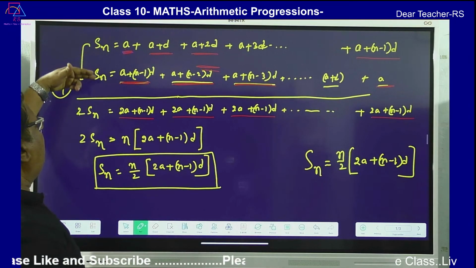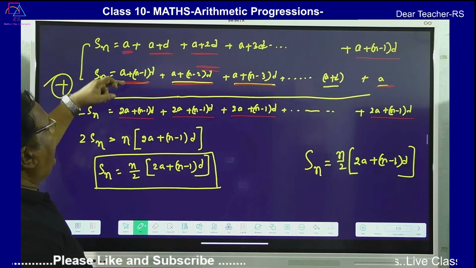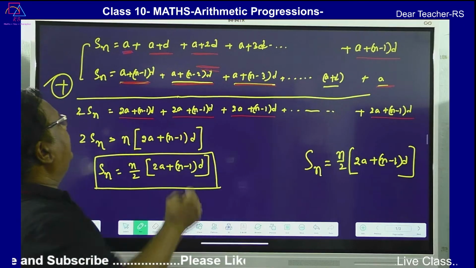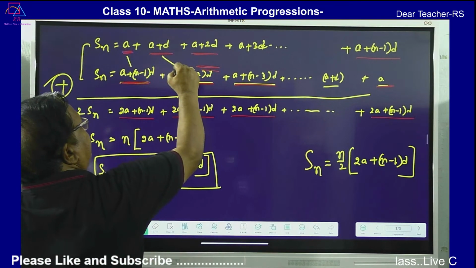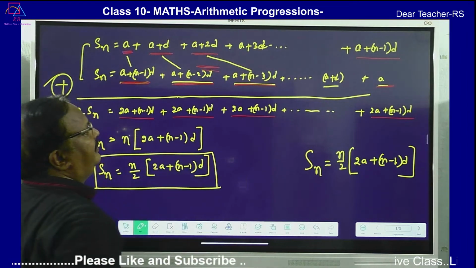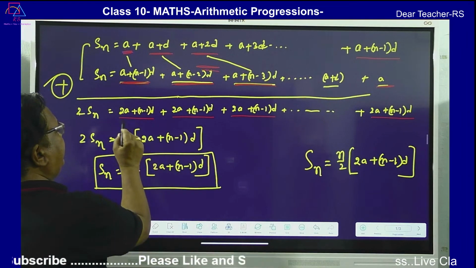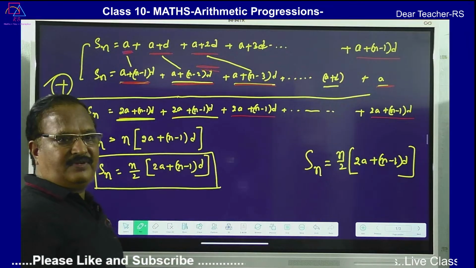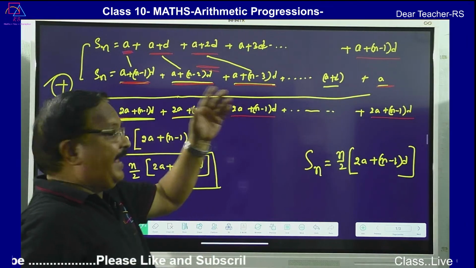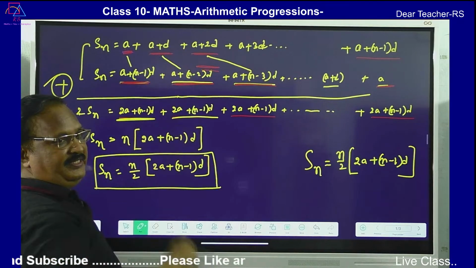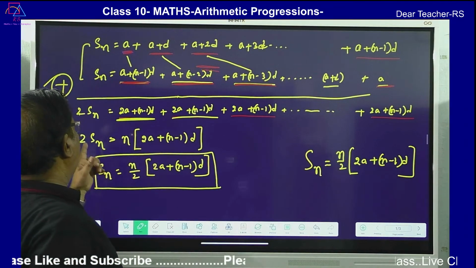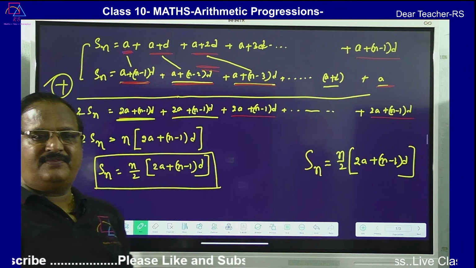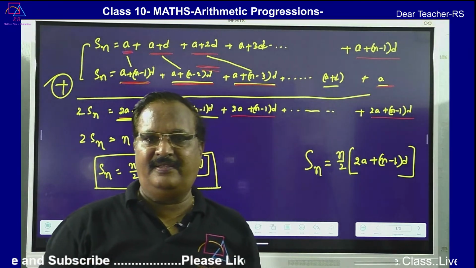So left hand side Sn plus Sn, 2Sn. If you add these two, first term pair, second term pair, so this is one pair, and this is another pair, and this is another pair. If you add, you get a similarity: 2a plus n minus 1 into d, 2a plus n minus 1 into d. Like this you get n times 2a plus n minus 1 into d. That is why n into this. Therefore, this 2 if you send to that side, n upon 2 into 2a plus n minus 1 into d. So this is the derivation only.